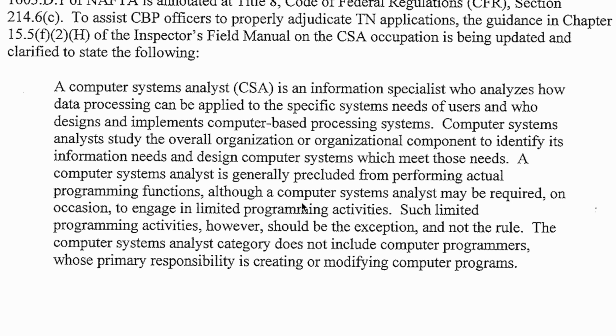Although a computer systems analyst may be required on occasion to engage in limited programming activities, such limited programming activities, however, should be the exception and not the rule. The computer systems analyst category does not include computer programmers, whose primary responsibility is creating or modifying computer programs. This is very important to understand.